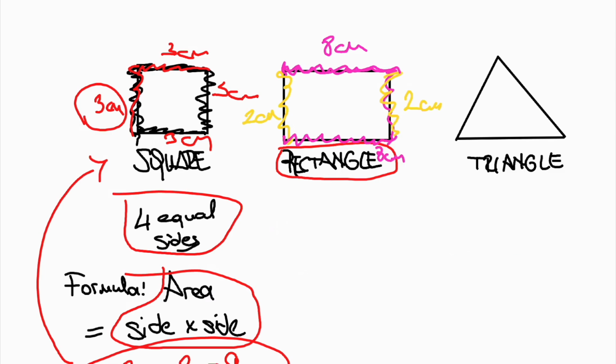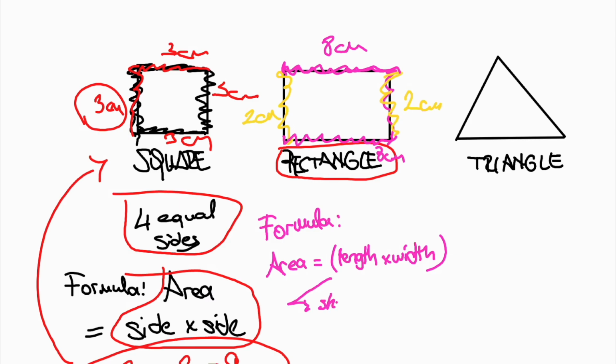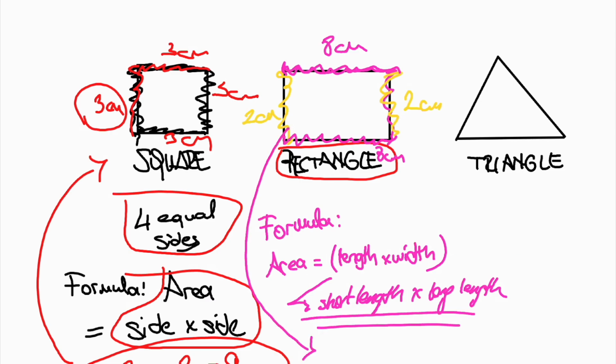What is the rectangle's formula? Remember, the formula for area equals length times width. Or in other words, short length times long length. Okay? And our area here will be equal to 8 times 2, which is equal to 16 square centimeters. Okay?